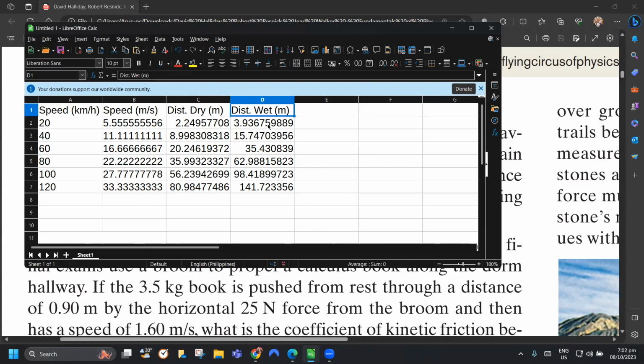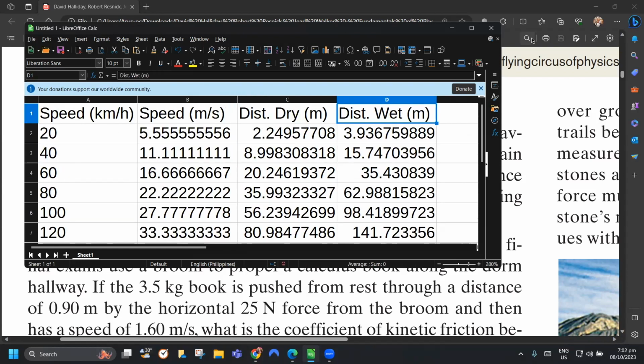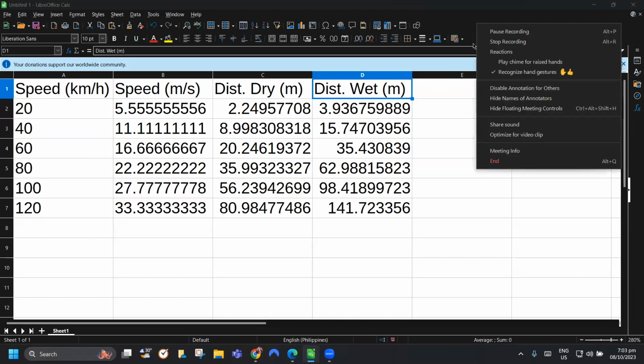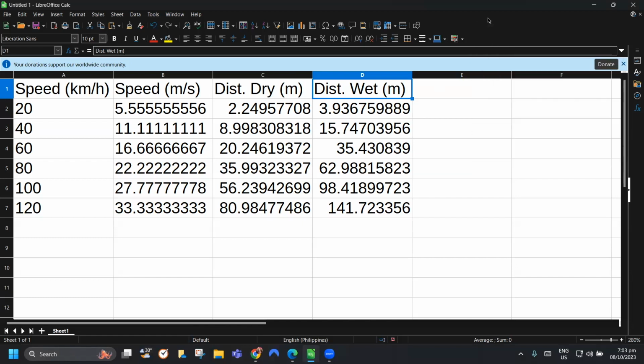The dry stopping distance at 40 kph is about 9 meters, while the wet is about 15. It gets worse as the initial speed increases. At 80 kilometers per hour it's already 60 meters, which is long. And then add the reaction time, good luck.